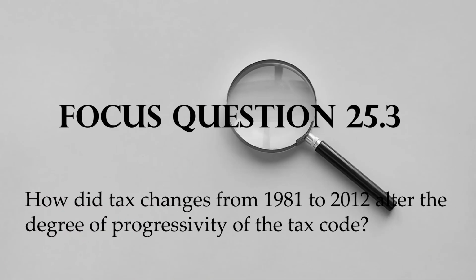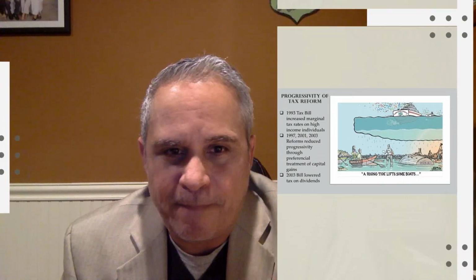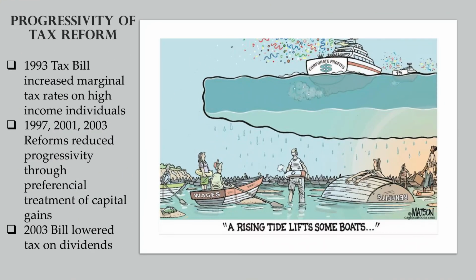How did tax changes from 1981 to 2012 alter the degree of progressivity of the tax code? So in 1993, the tax bill increased marginal tax rates on high-income individuals. Again, you increase the marginal tax rates on high-income individuals, you assume that the tax fiscal revenue will increase, but what you end up with is a Laffer curve effect, where as you increase the marginal tax rates, you also increase tax avoidance and the propensity for those individuals to use tax shelters, to hire very skilled and qualified accountants to find all the different loopholes where you can reduce your marginal tax rate and come out with a very low effective tax rate.